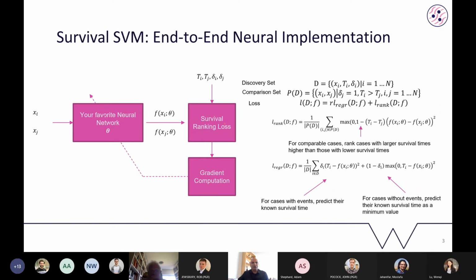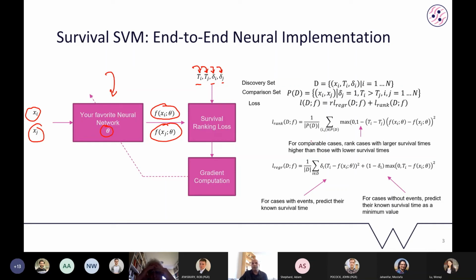So if you want to neurify, for example, a survival SVM, what you would do is you would pick your favorite neural network, you would give it examples xi and xj, and your neural network with parameters theta, those are the weights, would generate predictions f of xi and f of xj for these. And then what you do is you compare these predictions using the exact same loss function that Adam presented, based on the times of censoring or the time of event and the censoring variables for these 2 cases. And you compute a gradient of that and you feed back that gradient to update those weights.